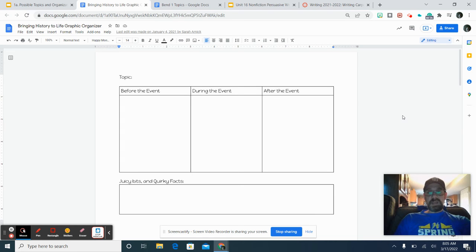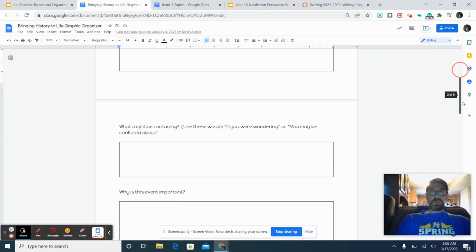When we look at it, we have preceding, a before event, during the event, after the event. So it's a before, during, and after, so you can kind of get an idea. Then there are juicy bits and quirky facts: the other things about the event that you want to make sure go into what you write about because they're interesting. It might not be vital, but it's an interesting quirk of the event.